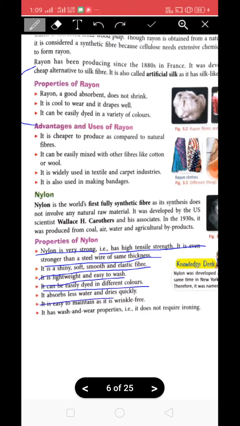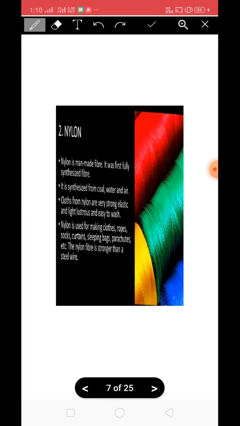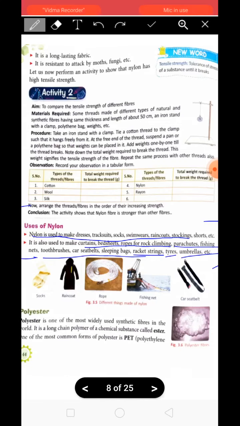It absorbs less water and dries quickly. It is easy to maintain and is wrinkle free. It has wash and wear property and does not require ironing. Next, it is a long lasting fabric. It is resistant to attack of moth and fungus.